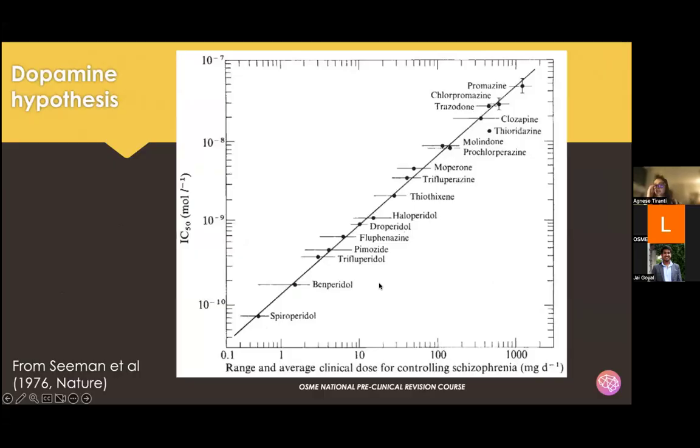So the dopamine hypothesis, heard of it plenty. This key graph shows the IC50, so how tightly the drug binds to the receptor, correlated with the clinical dose for controlling schizophrenia. So essentially what it means is that drugs which bind more tightly to the dopamine receptor need to be given at a lower dose for controlling schizophrenia.